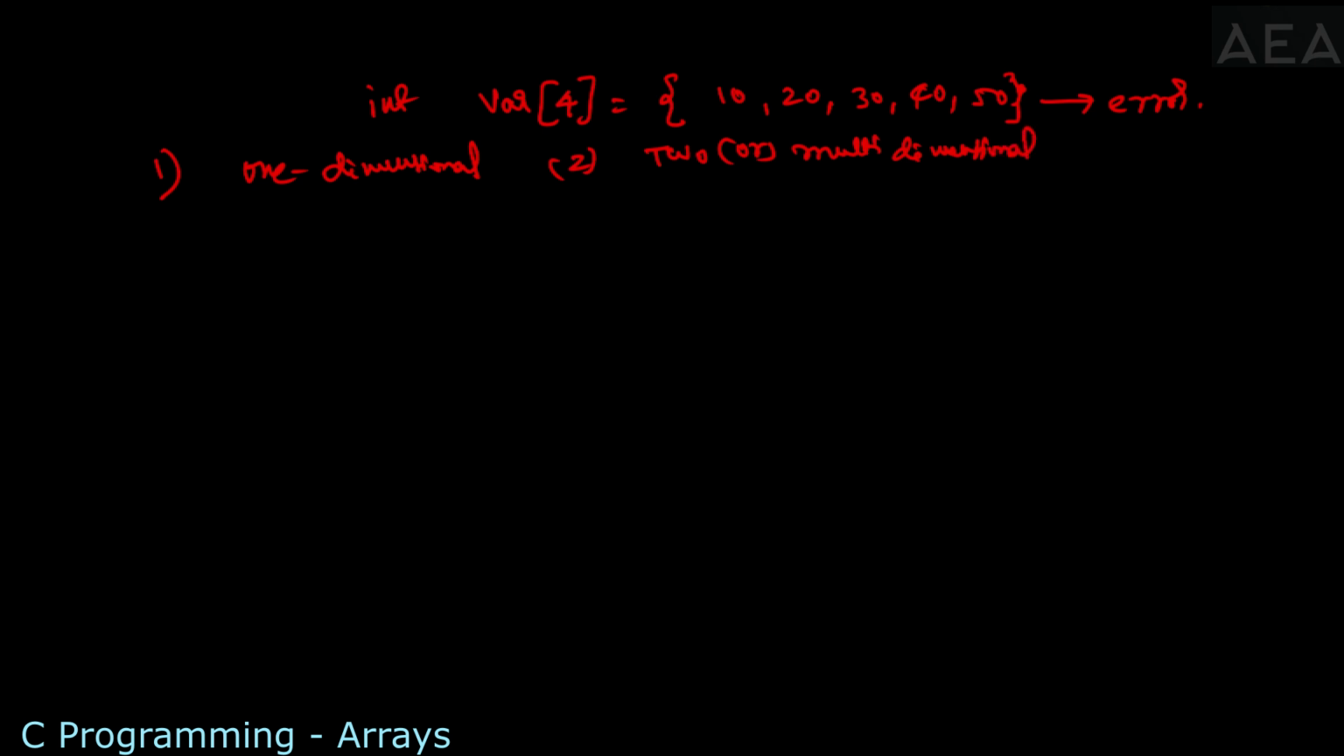One-dimensional array. Up to now I have explained one-dimensional arrays. It has a number of elements, and all those elements are arranged in only a single row. Now, more than one dimension means the elements are arranged row-wise and column-wise, just like a matrix representation.